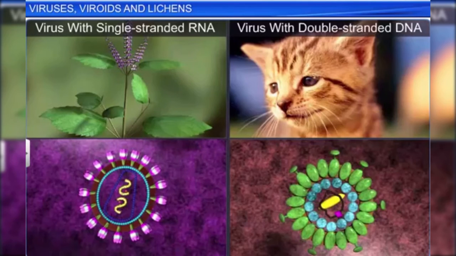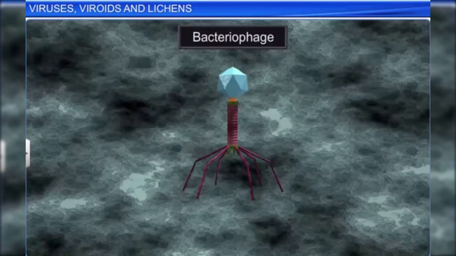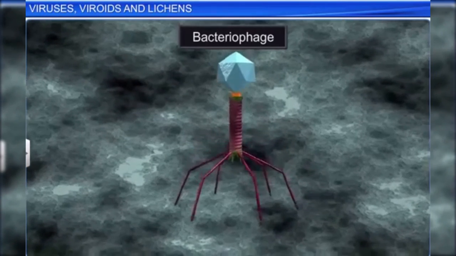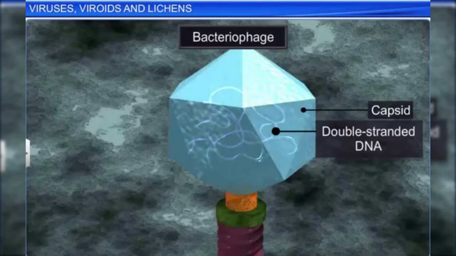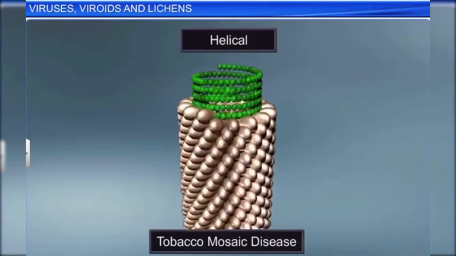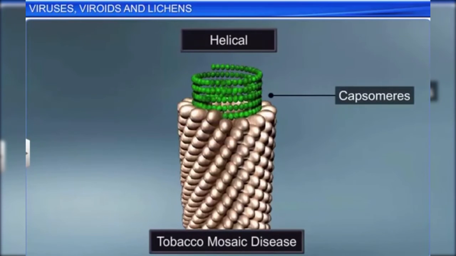Usually, viruses that infect plants have single-stranded RNA, while those that infect animals have double-stranded RNA or DNA. Bacteriophages, the viruses that infect bacteria, usually have double-stranded DNA. Typically, bacteriophages have a protein coat called a capsid that protects the nucleic acids. A capsid is made up of small subunits called capsomeres that are arranged either helically or in a polyhedral manner.